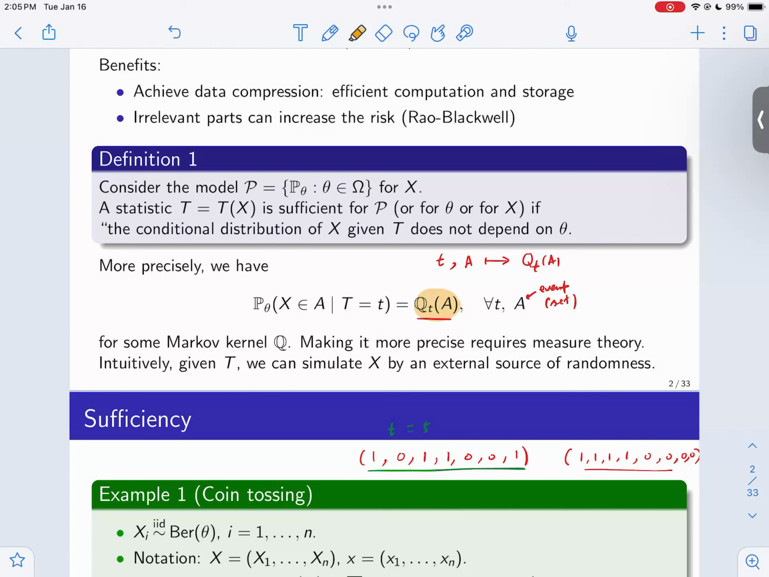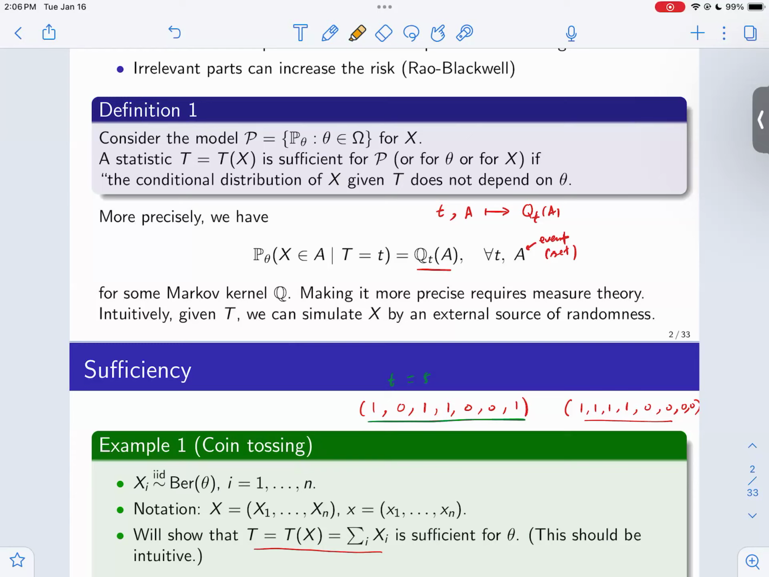So once I observe t, I can draw from this distribution and produce an x, which is statistically equivalent to the original data. So we can simulate the original data back. This gives another, sort of equivalent way of thinking about sufficiency. So it's a statistic such that once I have it, I can simulate my original data statistically, like something that has the same distribution as the original data.